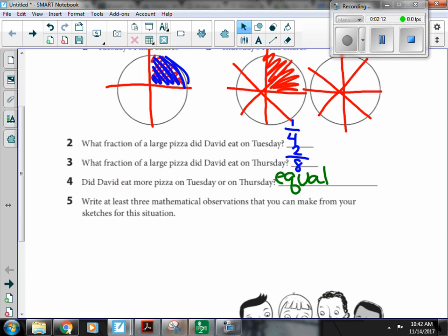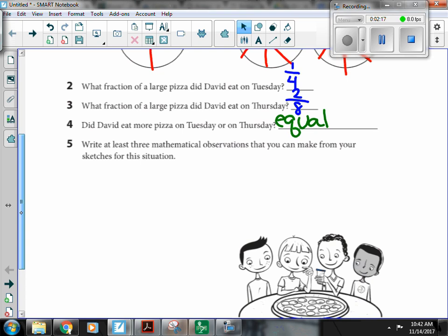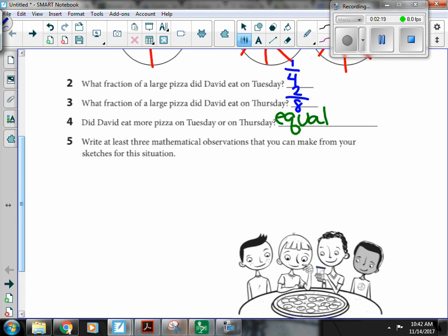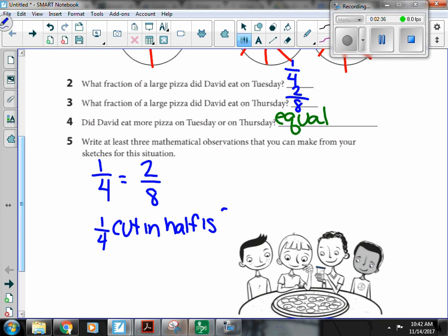And then you're writing at least 3 mathematical observations you can make. So you might say that 1/4 is equal to 2/8. Or that we took 1/4 and we cut it in half, and that was 2/8. Any sort of thing that you want to make, but make sure you have 3 observations.